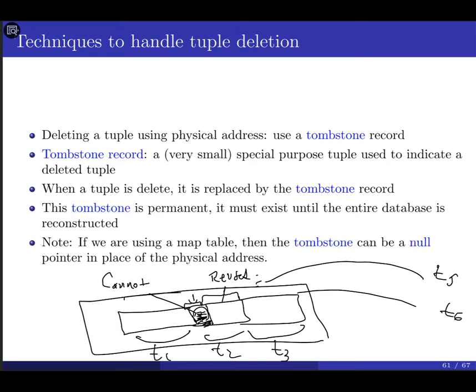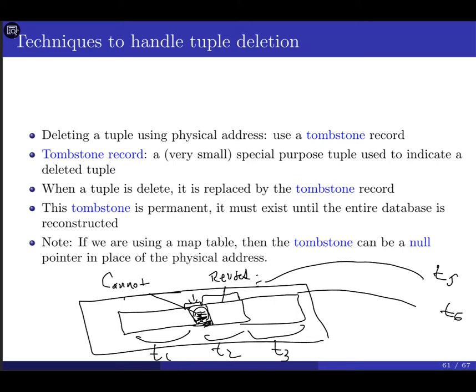This is if you use the physical address. If you use a logical address, you can use a null value, as we did before. The null value signifies, or gives a mark that tells me, that the value of this tuple does not exist anymore.